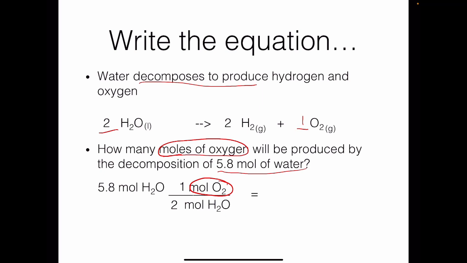And now I can do my calculation the same way I would any dimensional analysis problem. Take what's on the top, divide it by what's on the bottom. So in this case, I'm looking at 5.8 divided by 2, and that gives me 2.9 moles of O2. So we're just using the coefficients in a balanced equation as a conversion factor to be able to convert from one compound to another.